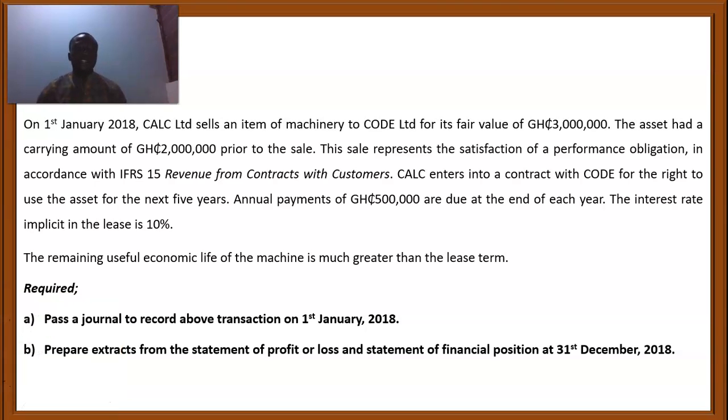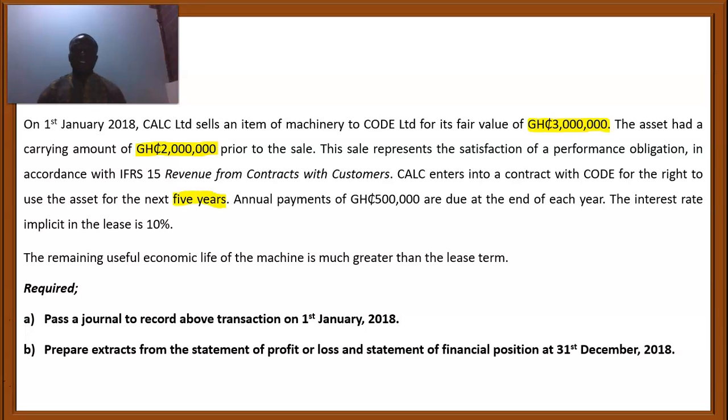On 1st January 2018, Calc Limited sells an item of machinery to Code Limited for its fair value of 3 million Ghana cedis. The asset had a carrying amount of 2 million Ghana cedis prior to the sale. This sale represents the satisfaction of a performance obligation in accordance with IFRS 15, revenue from contracts with customers. Calc enters into a contract with Code for the right to use the asset for the next 5 years.